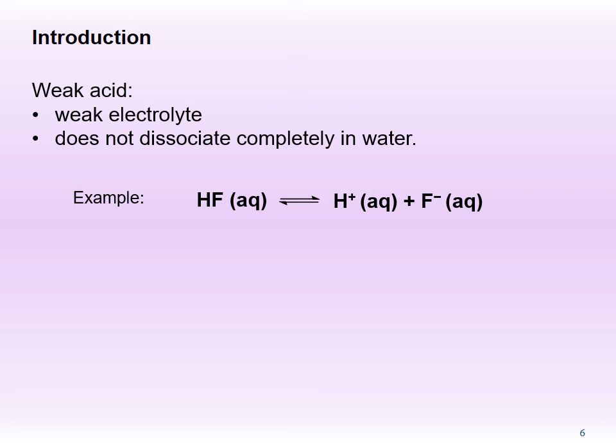Although water is not explicitly written, the state symbol aq, which represents aqueous, implies that water is present. The H plus ion is also called a proton. A double arrow is used here as the reaction between HF and water is a reversible reaction. The forward reaction is that between HF and water to form ions, while the backward or reverse reaction is that between hydrogen ion and fluoride ion to reform HF and water.